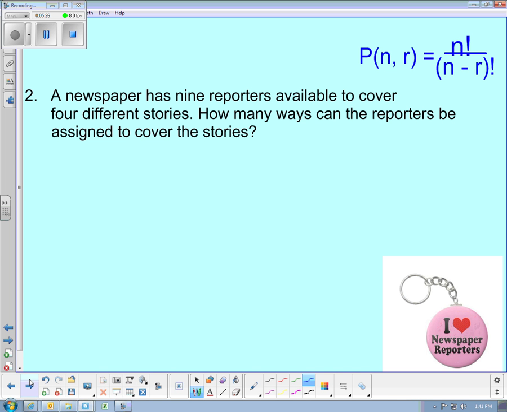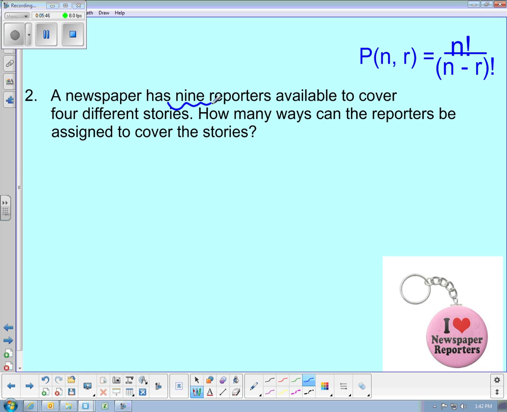Let's take a look at number 2. In number 2, it says a newspaper has 9 reporters available to cover 4 different stories. How many ways can the reporters be assigned to cover the stories? Well, we assume that the stories are going to be different. So putting the first reporter on the first story is different than putting the first reporter on the second story, which is why, again, this means that order is important.